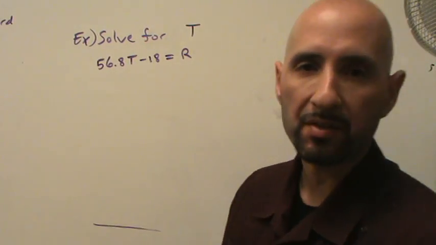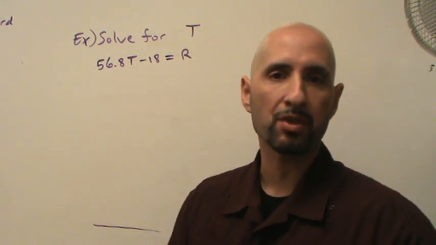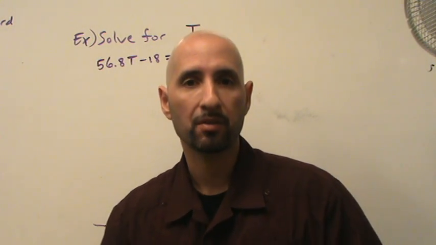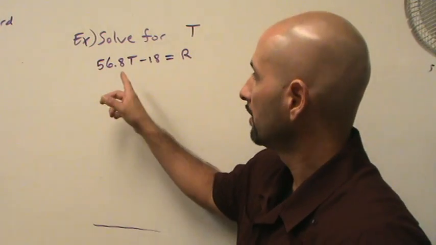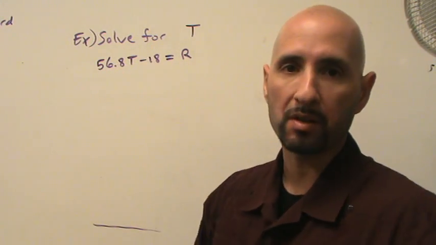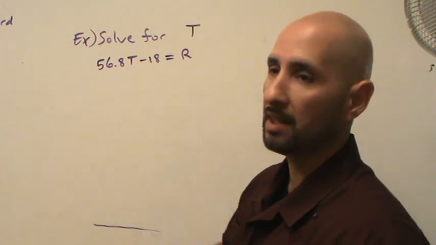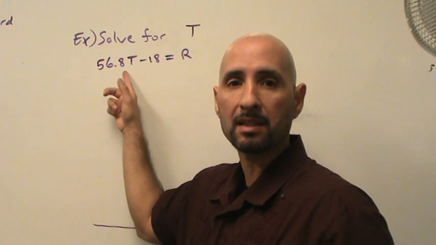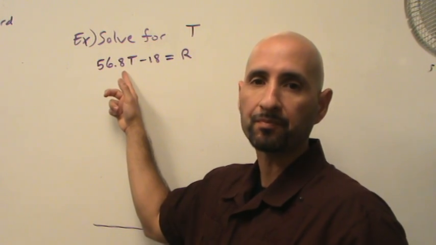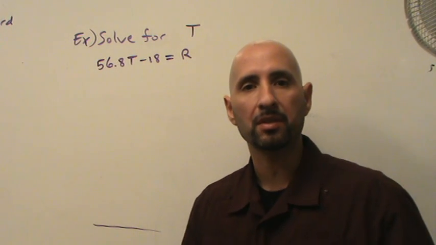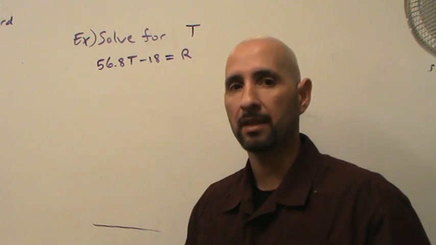Let me give you another example of solving an equation for a variable when there is no replacement value for the other variable. 56.8 times t minus 18 equals r is an equation that we want to solve for t. That means we get t all by itself, isolated on one side of the equation. So the idea is to perform the reverse operation in reverse order to get that job done.